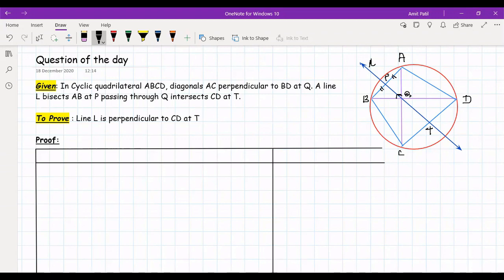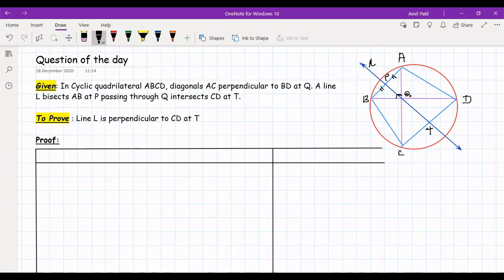A line L bisects AB at P, passing through Q, and intersects CD at T. There is a line L which bisects AB, meaning point P is the midpoint of AB. And the line which is bisecting AB is passing through Q and intersects the opposite side CD at point T. We are supposed to prove line L is perpendicular to CD at T. In short, we are supposed to prove this angle PTD should be 90 degrees. Then we can tell that line L is perpendicular to CD.